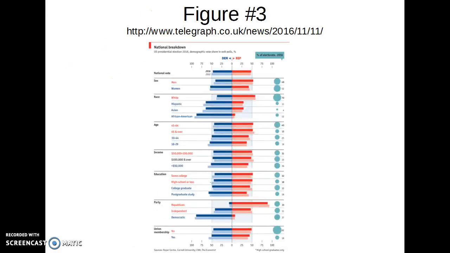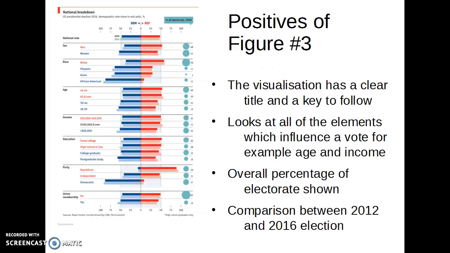This chart comes from Roper Center, Cornell University, and it compares certain groups of voters in 2016 to those in 2012 in areas such as gender and age. The strengths of this visualization include a clear title and key in which to follow, which is important to a visualization as it's the key to understanding the information.